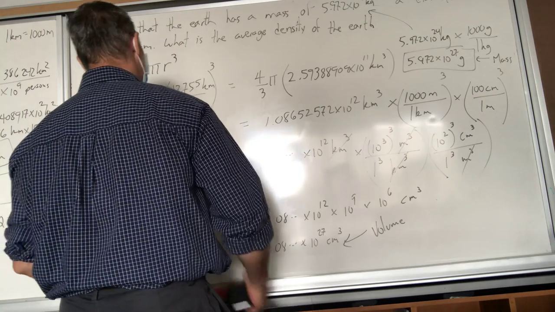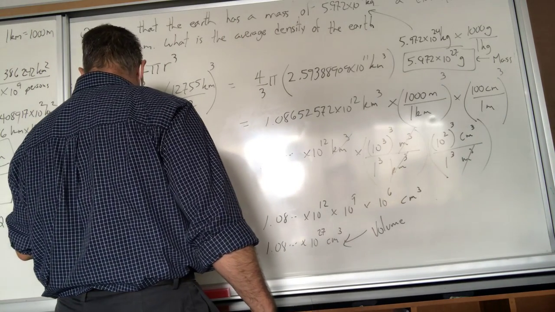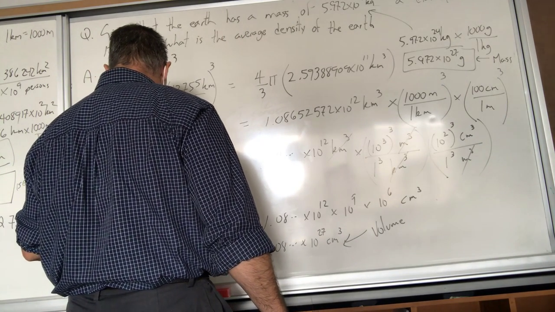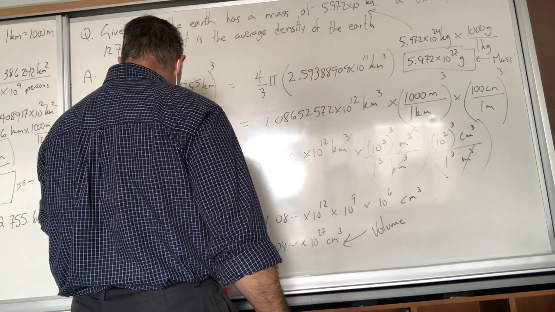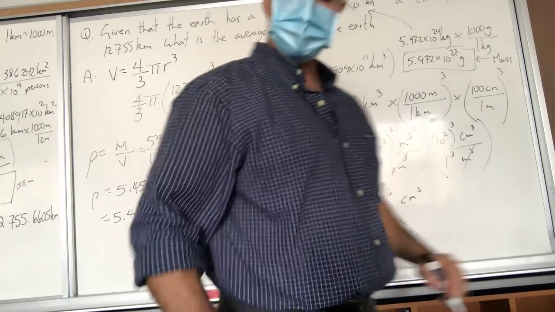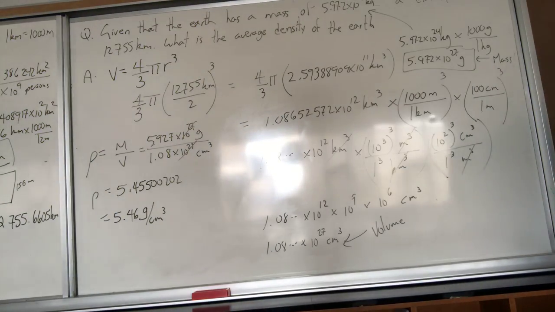We're only going to report it to three significant figures. It doesn't make more sense to go higher than that. So 5.6 grams per centimeter cubed, that's the average density of the Earth. So the Earth is quite a lot denser than water. Water has a density of 1. Iron has a density of 7.8. So the Earth is almost as dense as iron.